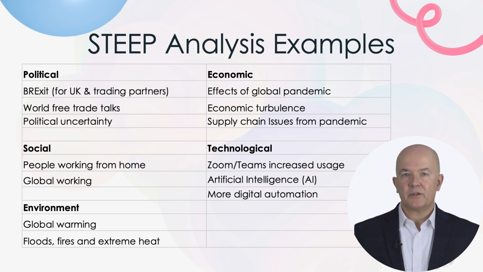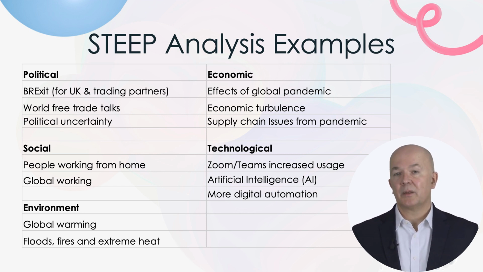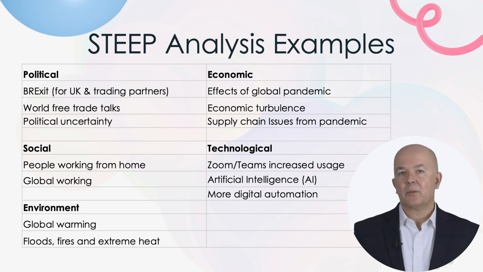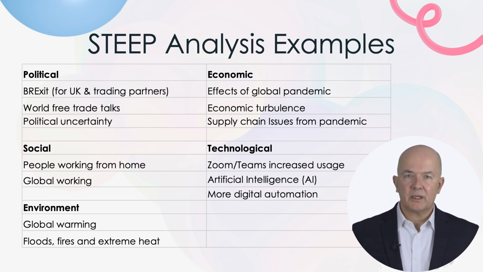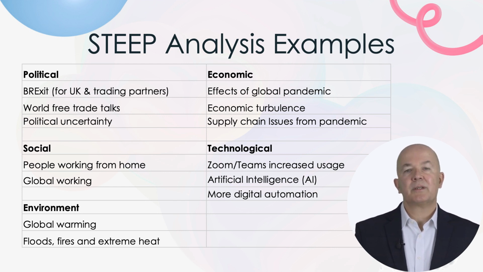For political factors, there's a lot of uncertainty right now. In your own STEEP table, you could include aspects such as Brexit for the UK and its European partners, the war in Ukraine, free trade talks, and the general polarisation in the political landscape as a whole. Economic factors could include the economic impacts of the global pandemic, the subsequent economic turbulence, the challenges of the energy crisis for European countries, and global supply chain issues.